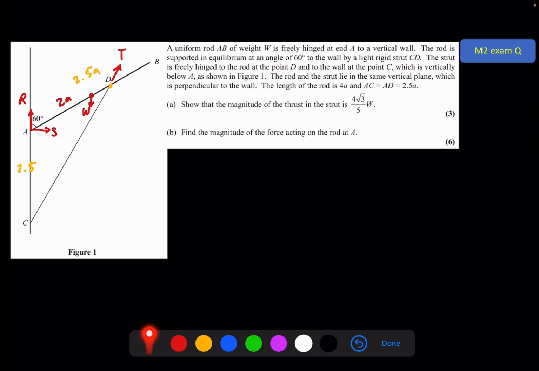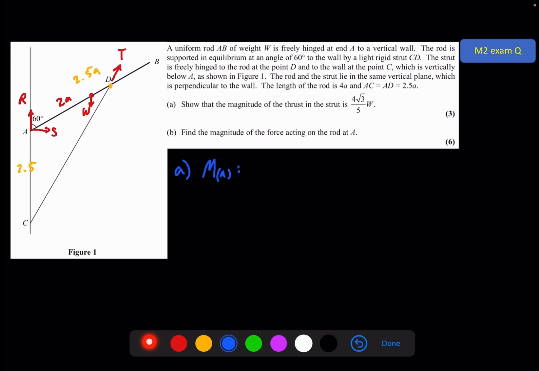We've got three things that we should think about. Friction, in this case, doesn't apply, we don't have friction. So we've got resolving and moments. For part A, we want to know the thrust is some fraction of W, so we're not really worried about R and S at this point. We want thrust in terms of W, so probably I'm going to do moments about A. That will get rid of these two out of the equation, and just consider these two. So for part A, we're going to do moments about point A.